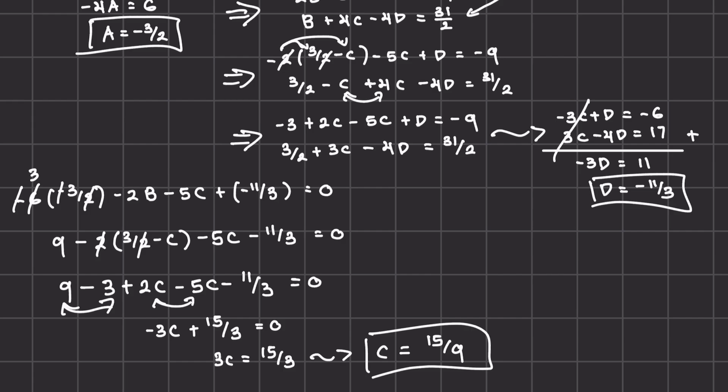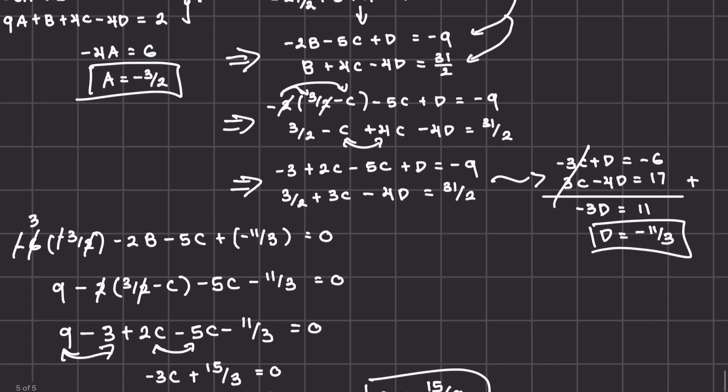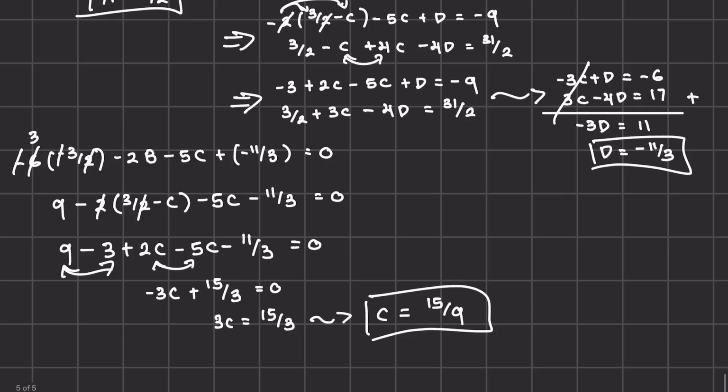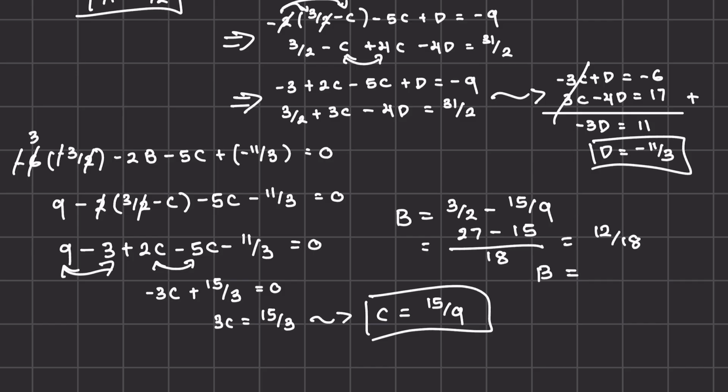We have A, we have D, we have C. We just need B. Now, what is B? Take a look at the green one here at the start of the problem, where we set B equals 3 over 2 minus C. We can use that. B is equal to 3 over 2 minus C, which is 15 over 9. Okay, let's make the common denominator again. That's 18. So that's going to be 27. This is still going to be 15. Therefore, we have 12 over 18, and this simplifies to 2 over 3. There you go.